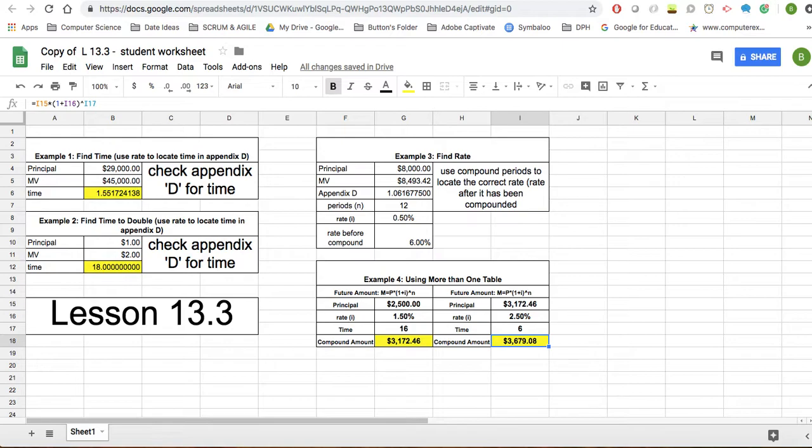Again, you'll be using the appendix in the back to locate these different times and to locate the different rates. Again, for this one, for the times, after you locate the interest rate, you'll be using that first column A to locate what number is closest to it. And then for example 3, finding rates, you know the amount of periods, so you're going to flip through the different rates in the back. And then example 4, you will not have to use Appendix D at all, since we have everything provided for us. So this is lesson 13.3.